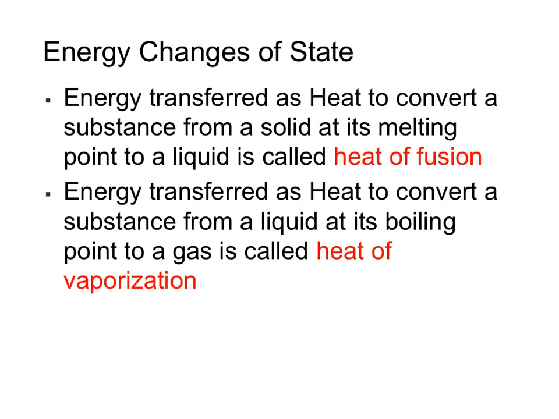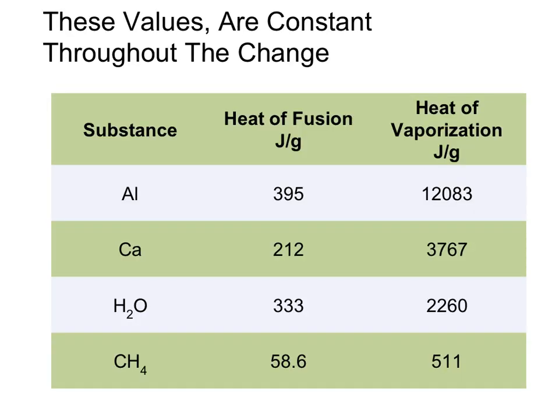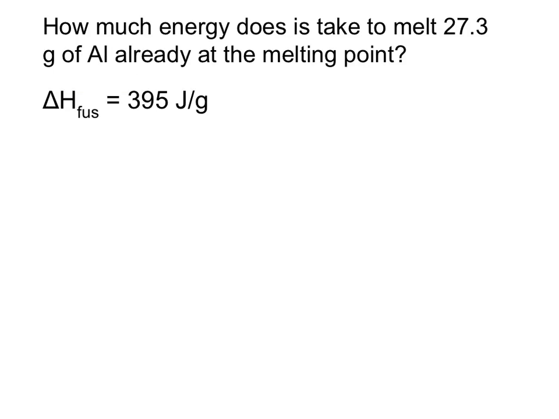And so remember that when we're looking at changes of state, the energy transferred as heat in order to convert a substance from a solid to a liquid is called the heat of fusion, whereas the energy required to convert from a liquid to a gas is called the heat of vaporization. And here we have just a few examples of some common substances and their heats of fusion and heats of vaporization. Let's look at a couple simple examples of how we use these.